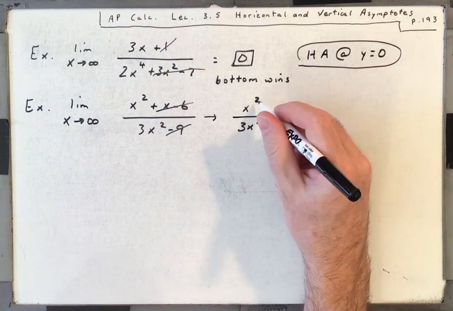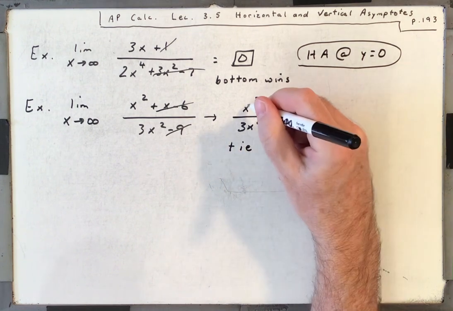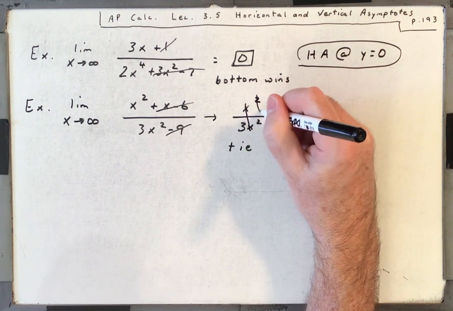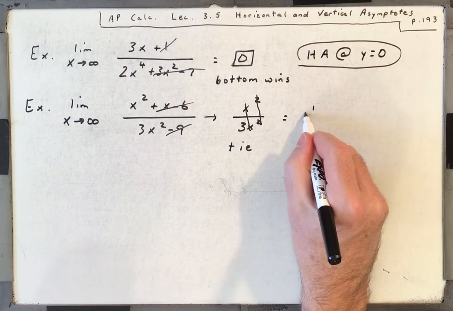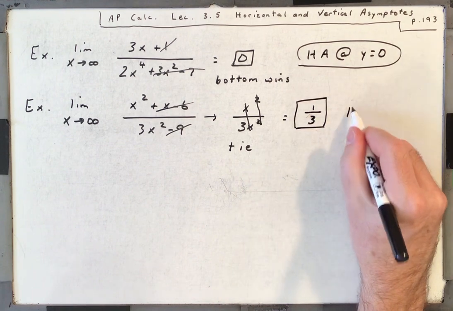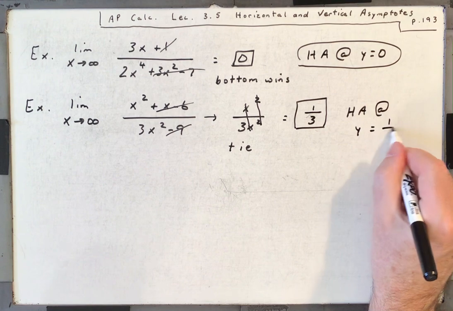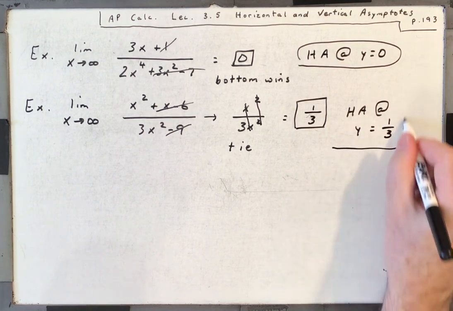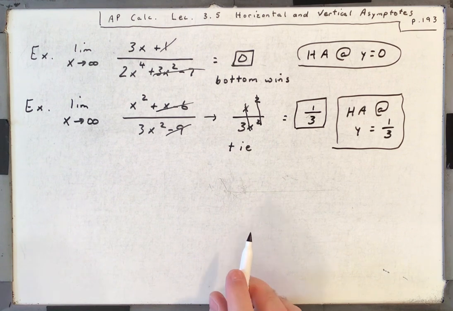Okay, so if there's a tie in the powers, you use the coefficients. We're just going to mark out the x squared, and the answer then is 1/3. So we have a horizontal asymptote at y equals 1/3. So just a little bit above the x-axis, we have a horizontal dashed line.